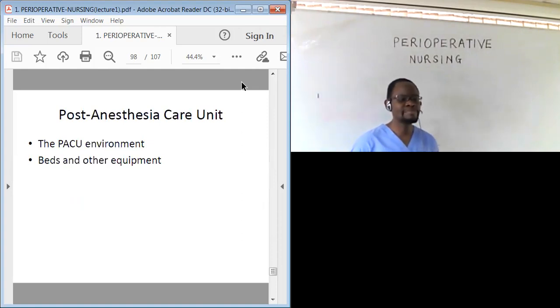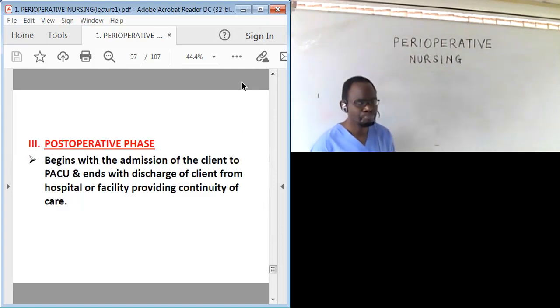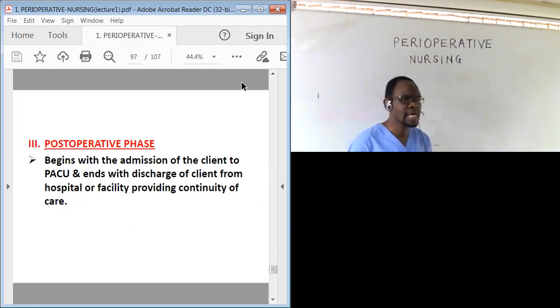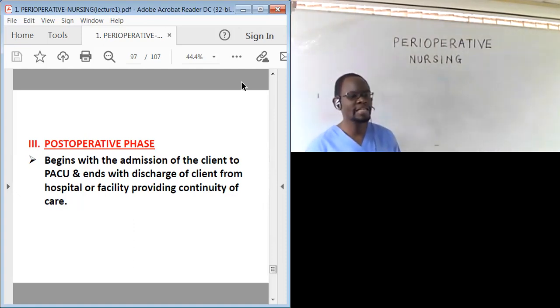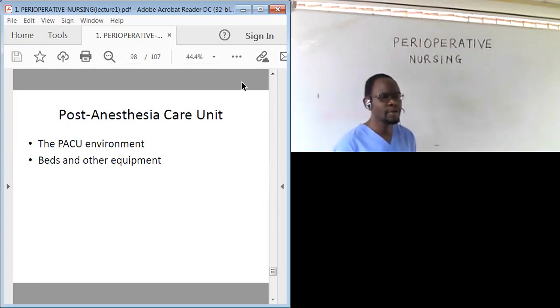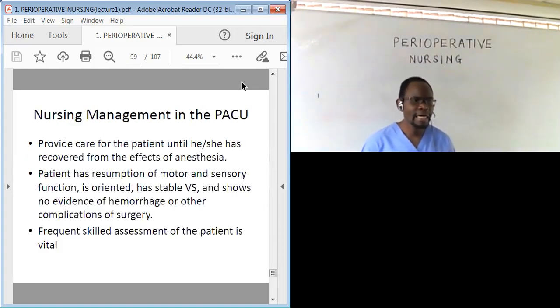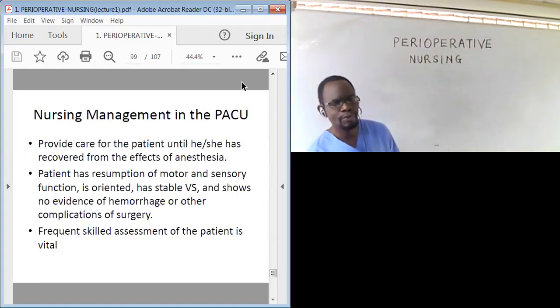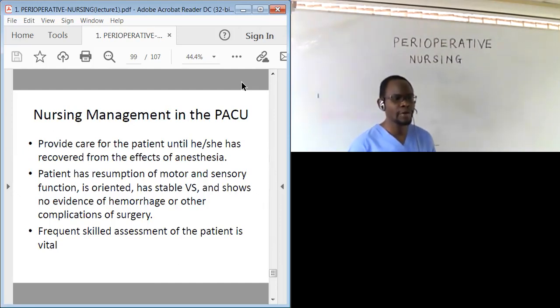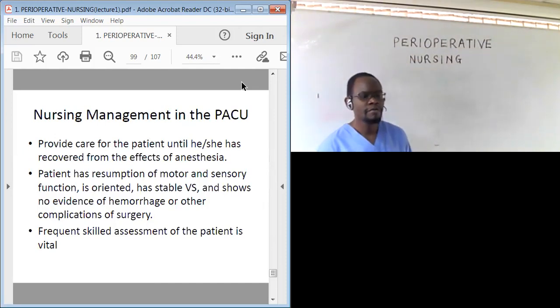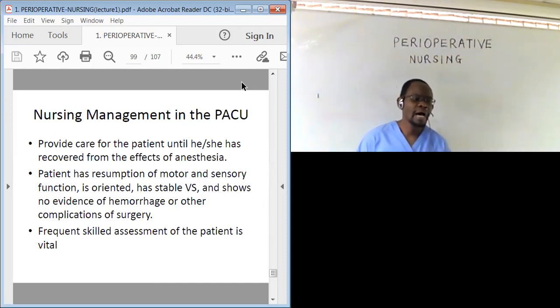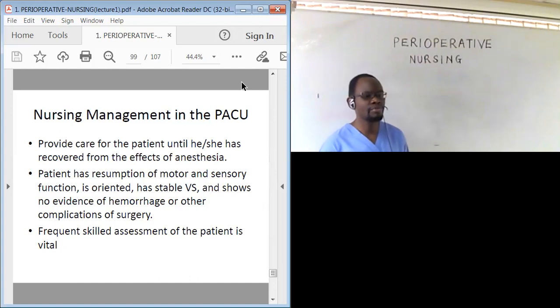And so, what is PACU? Remember, we said it begins with admission into PACU. So, what is PACU? Post anesthesia care unit. And so what do nurses do in PACU? Provide care for a patient until he or she has recovered from the effects of anesthesia. The patient has resumption of motor and sensory function.